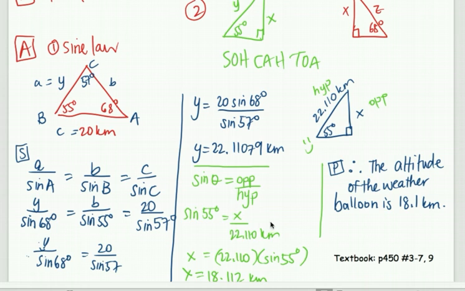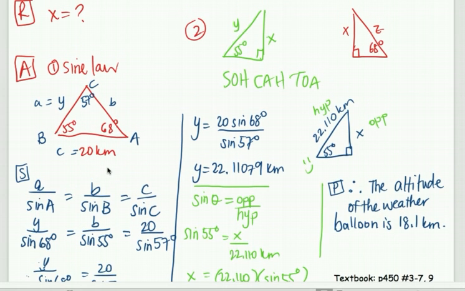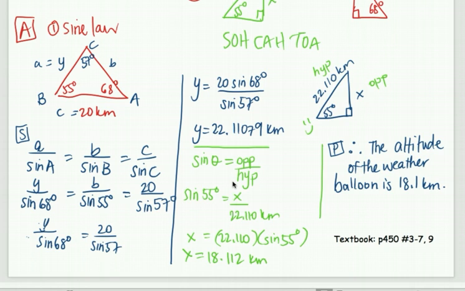Okay, so multi-step question. You needed both the sine law, and we also needed the sine trig ratio. Okay, so the primary trig ratio here. So yeah, just kind of have those ready to go for any of the practice questions here that you are going to try today.